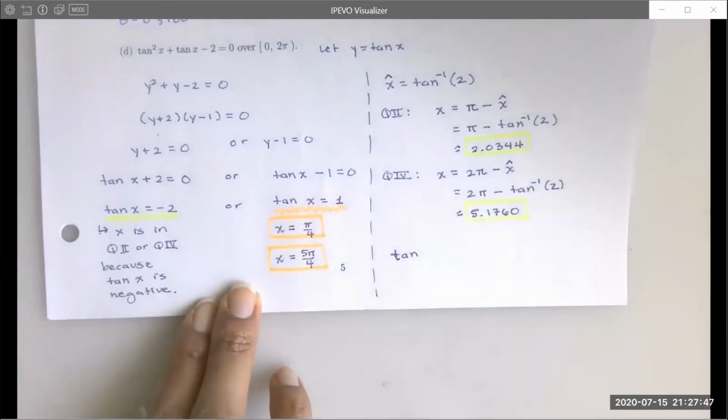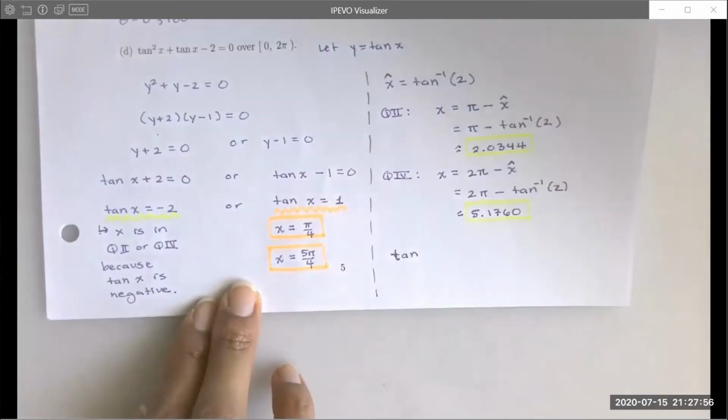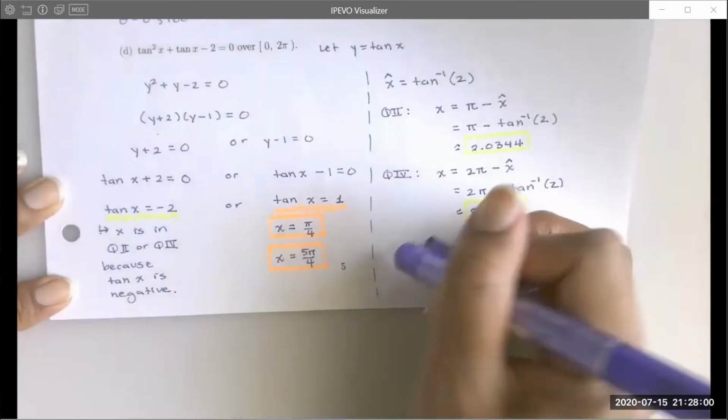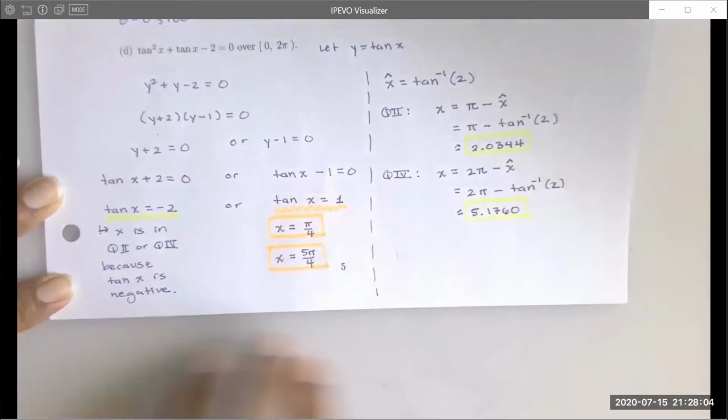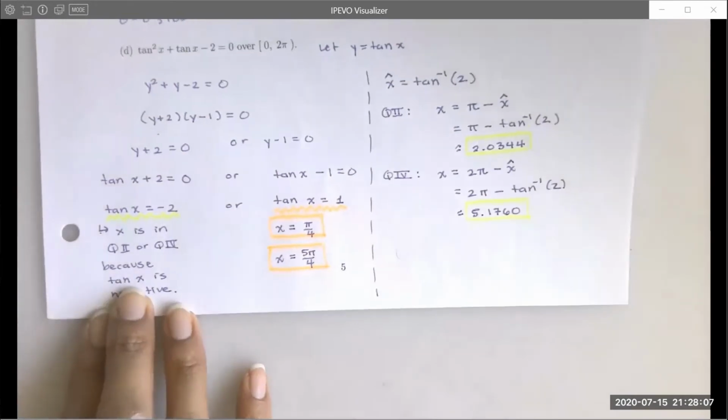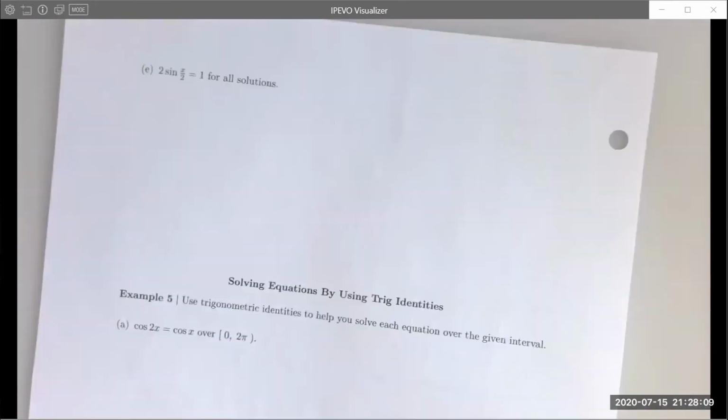So again, I encourage you to go in and check these. Make sure that they make the equation true. Go ahead and erase this. Now we're going to continue on to page 6.